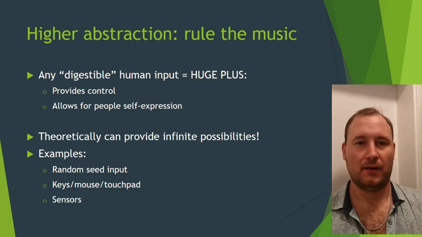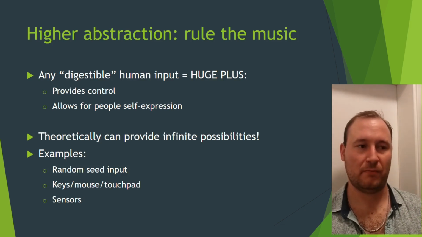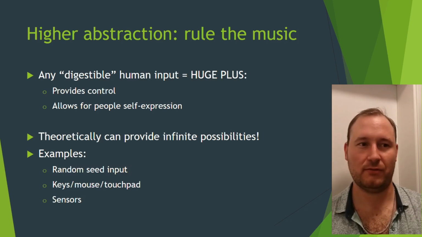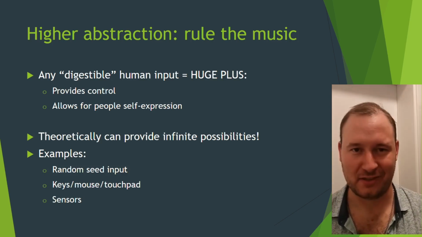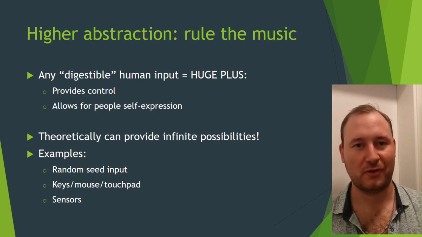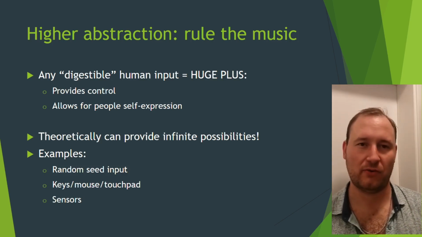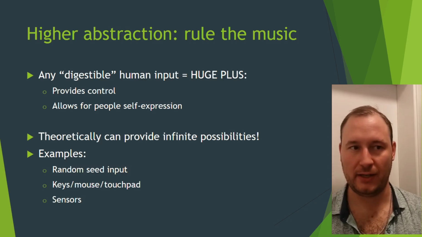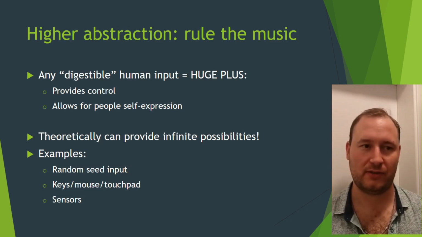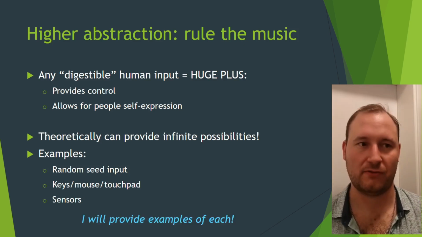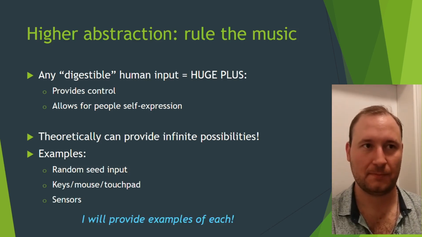For example, you can provide some random number which initializes generation, which is a less useful and less interesting type of input. You can use normal means of PC or smartphone interaction we use every day, or you can use various sensors, which is actually the most interesting part, and I will provide examples of all of these input types.